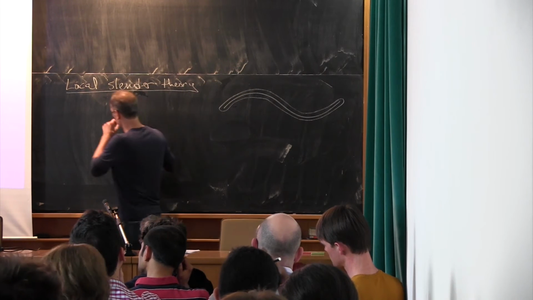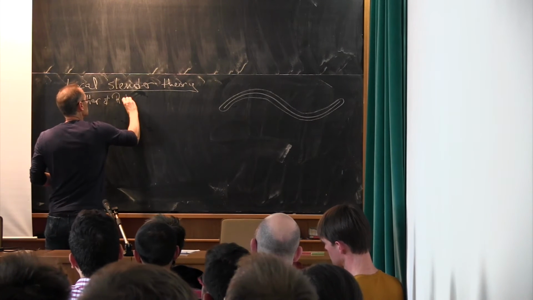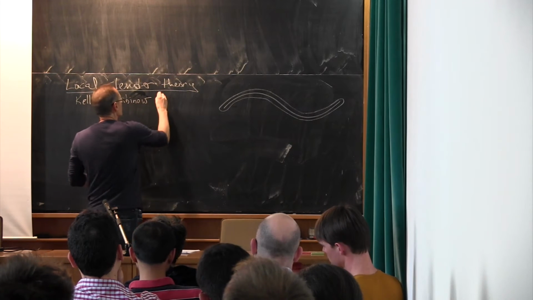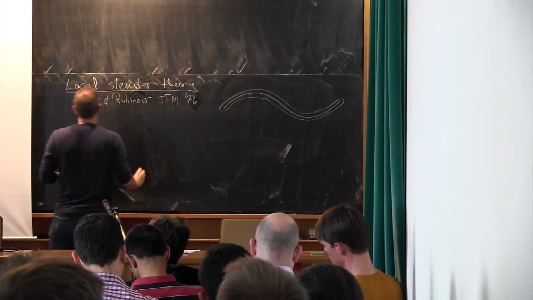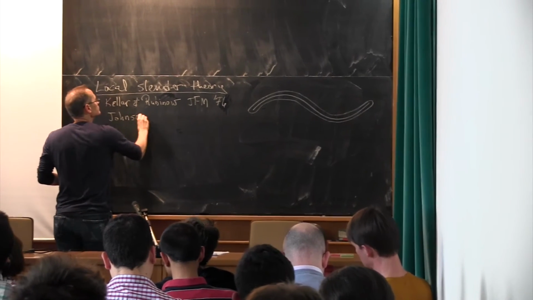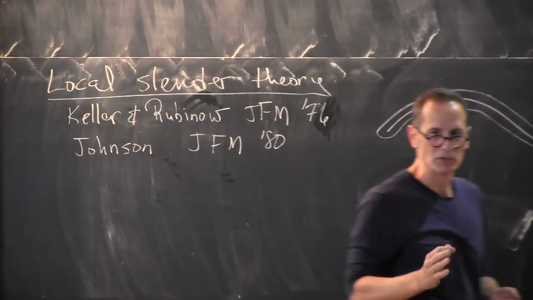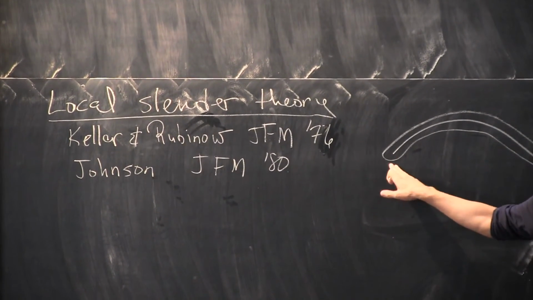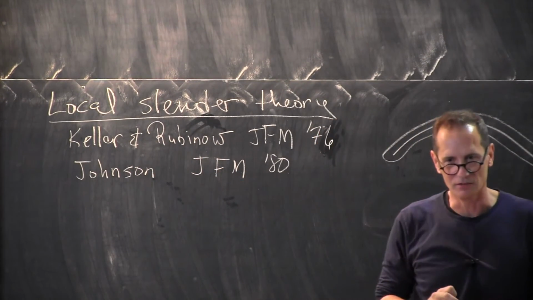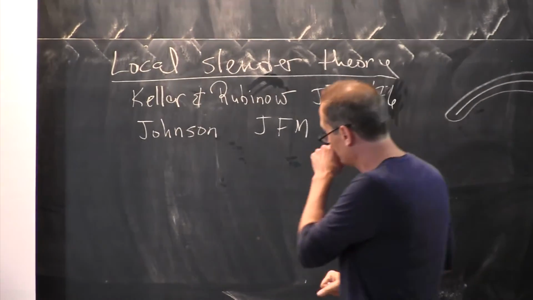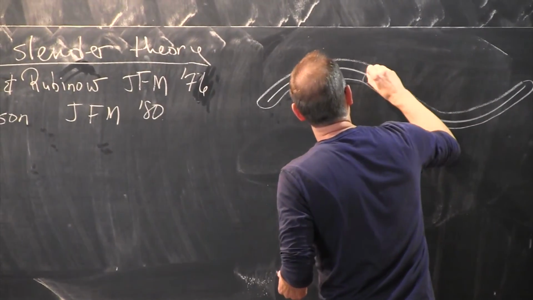The kind of operative papers, let me just say, are Keller and Rubinow, and that's JFM in 76. And then Johnson, and that's JFM 1980. Okay? Let me just say that I made this whole comment about what goes on at the ends. That's often where asymptotics breaks down. And what Johnson did was correct something Keller and Rubinow had done to make sure that the ends were treated correctly in the asymptotics. Okay, but I have a body, and I'll assume it's circular in cross-section.